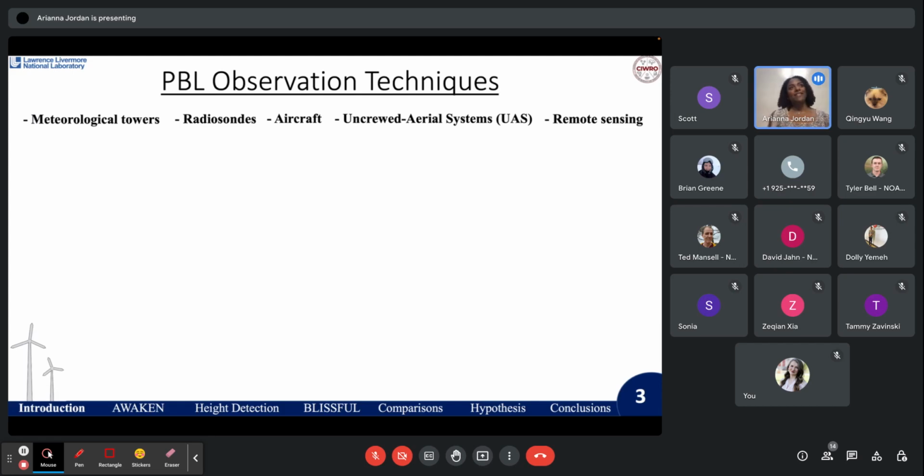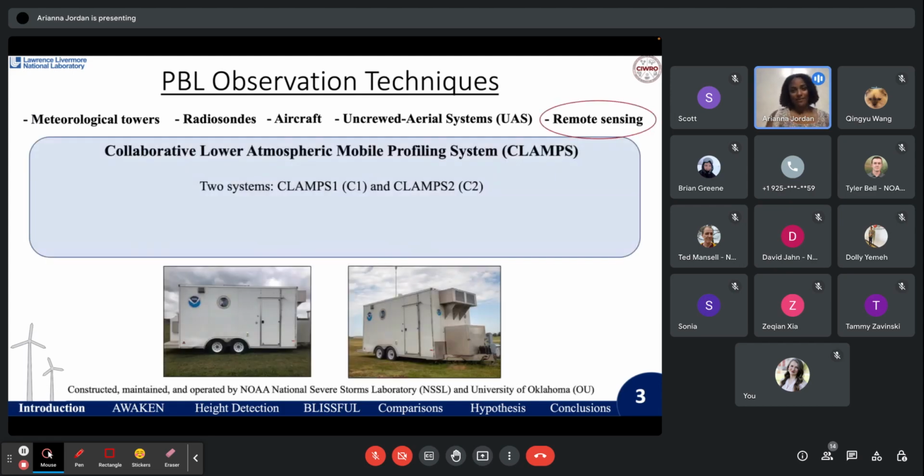But what I'm going to talk about today is remote sensing, specifically the remote sensing capabilities of the Collaborative Lower Atmospheric Mobile Profiling System. Did it without looking, otherwise known as CLAMPS. So we have two systems here, CLAMPS 1 and CLAMPS 2. They've been developed by the National Severe Storms Lab and University of Oklahoma. And here's kind of a model look at what they look like if you haven't seen them before.